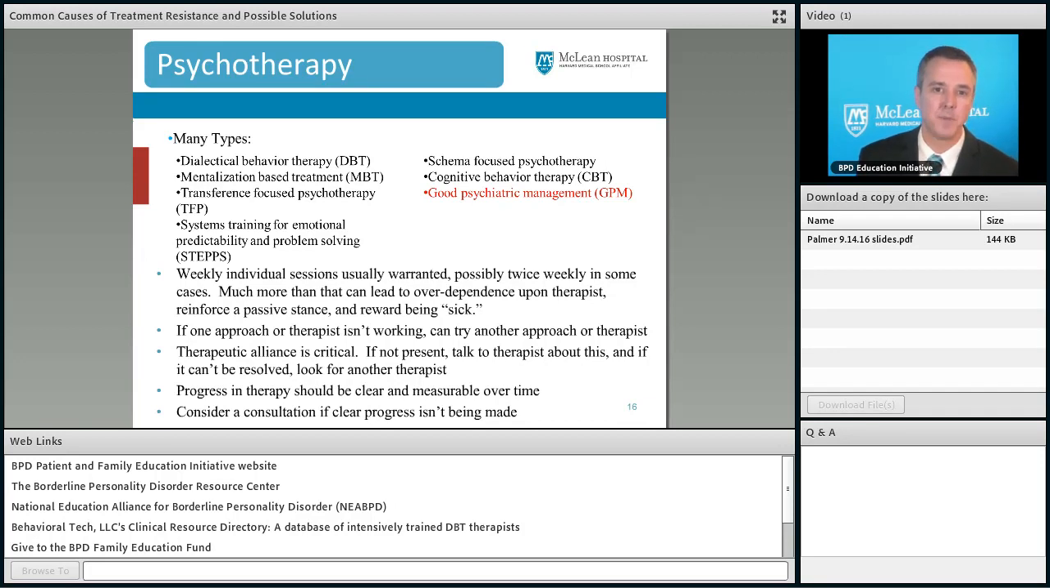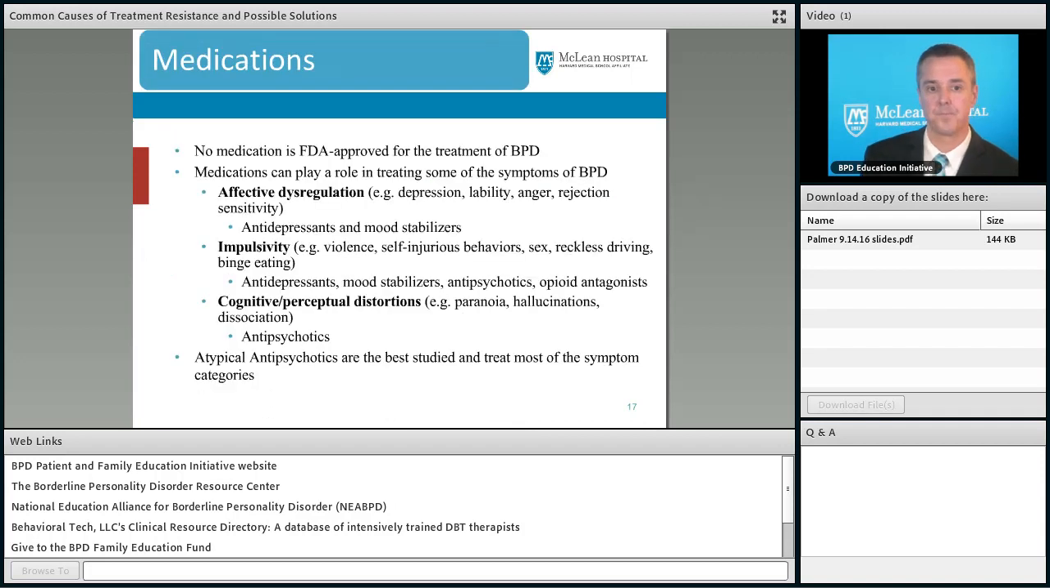If that's not there, the first step should be the person needs to talk with the therapist and say, I don't feel like you like me, or I don't really like you, or I don't know that you can help me. But if they don't get any resolution, I would strongly advise getting a therapist that they feel some connection to, because that has probably, consistently across most studies, been one of the strongest predictors of getting better: an alliance with your therapist. Progress in therapy should be clear and measurable over time. And if you're not making progress, but the person loves the therapist, maybe consider a consultation.